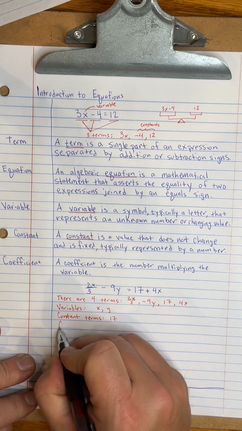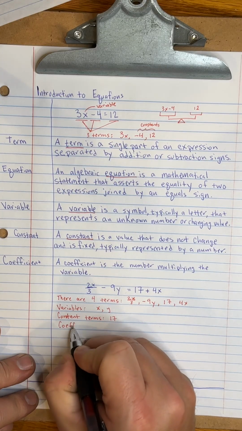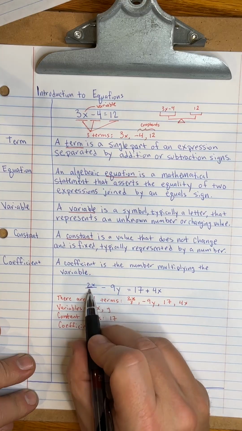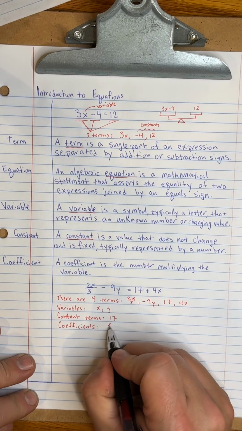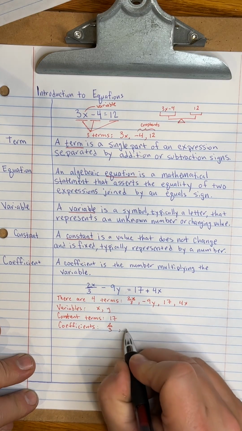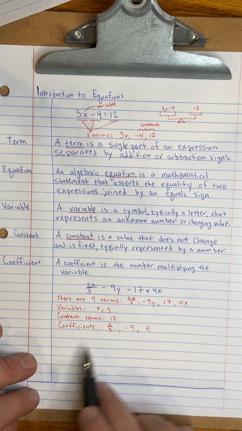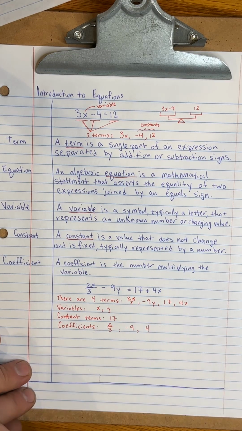And the last thing, you have coefficients. Well, in this case, you have 2/3. We could rewrite that as 2/3 x, like I said before. We have a -9, and we have 4. And usually we're not going to list out coefficients, but we do discuss them and use them to help us solve equations. So that is just a brief introduction to equations.